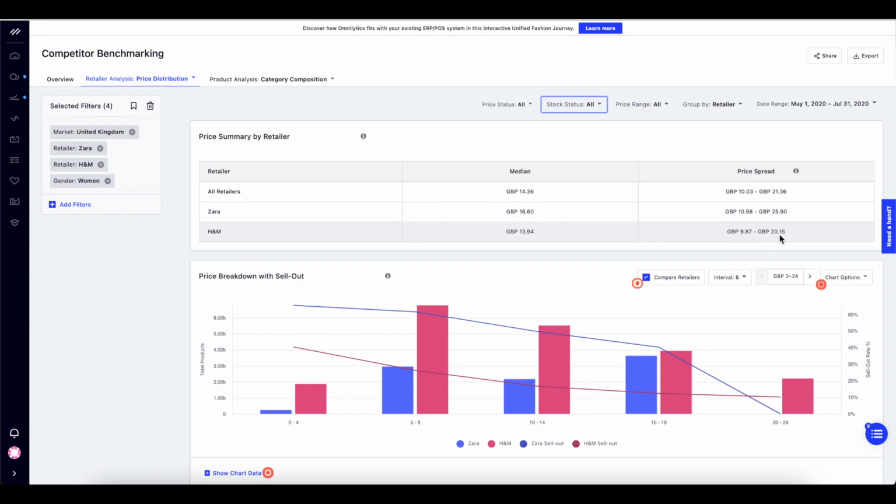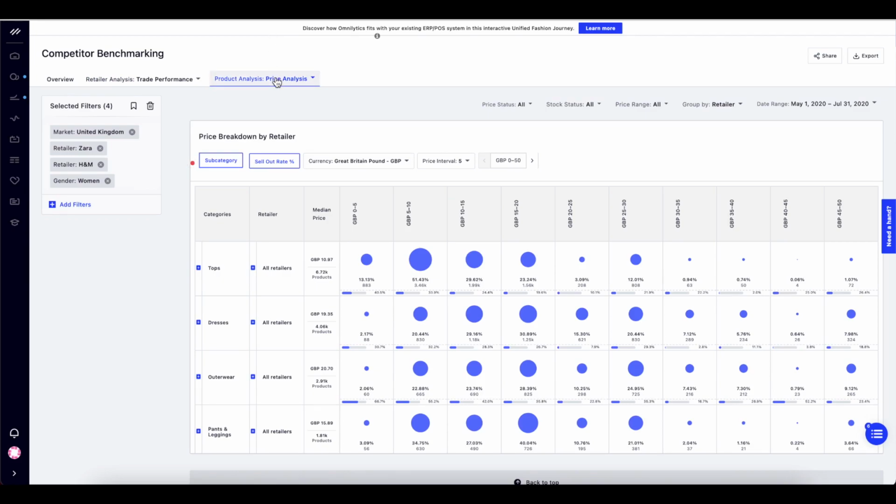Next, we can further deep dive into understanding the pricing by category or product level, which is to understand the sweet spot of pricing by category. From the Product Analysis Price Analysis section, you can see the median prices for each category. When you are starting a new category, it is important to establish the price difference compared to other categories offered.